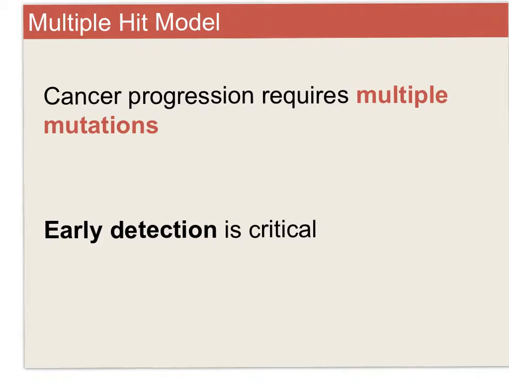Oftentimes, that ability doesn't start initially with the first invasive cancer cells. It happens later on because of more mutations. So this model that we have is called the multiple mutations or multiple hit model for cancer, where it takes many mutations and the population of cancer cells actually evolves over time.